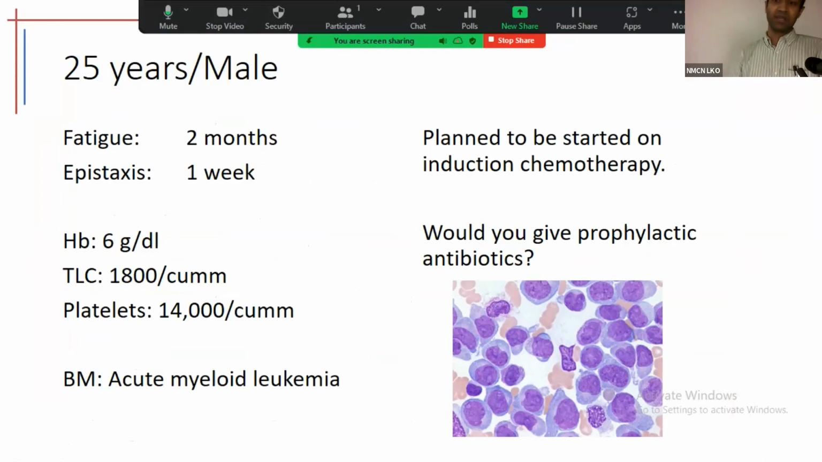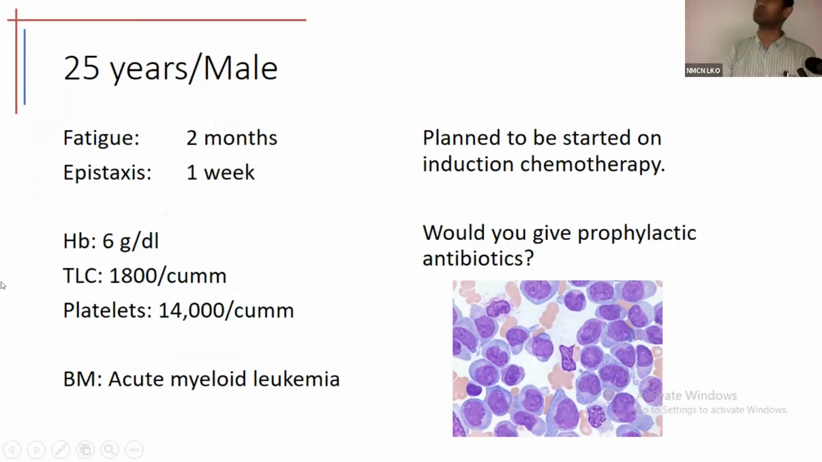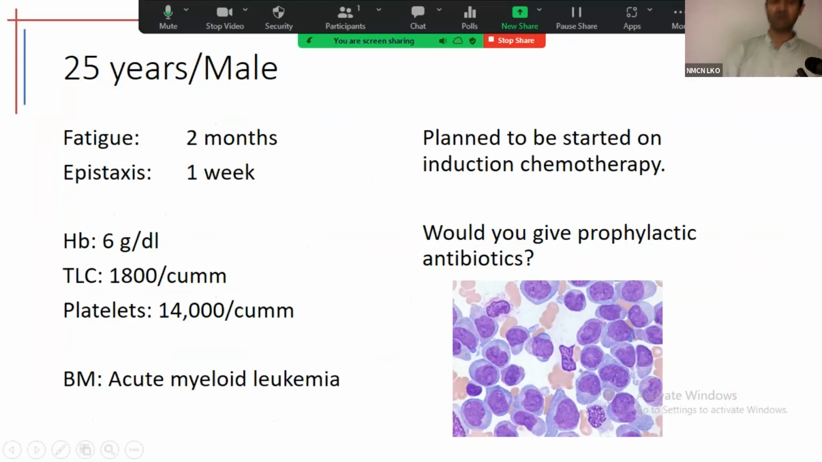So the next case is a 25-year-old male who has fatigue for 2 months, epistaxis for a week, and he has pancytopenia on the hemogram, and the bone marrow is showing an acute myeloid leukemia, and you're planning to start this patient on induction chemotherapy. So would you like to give this patient prophylactic antibiotics?